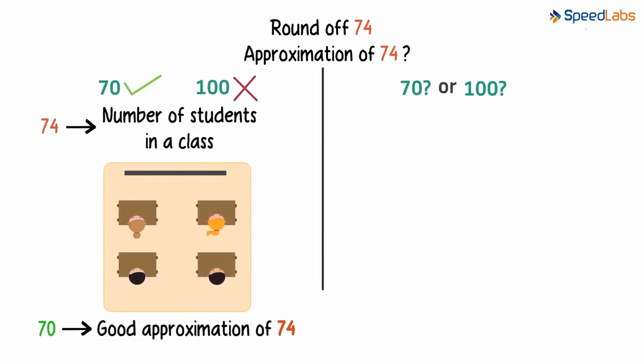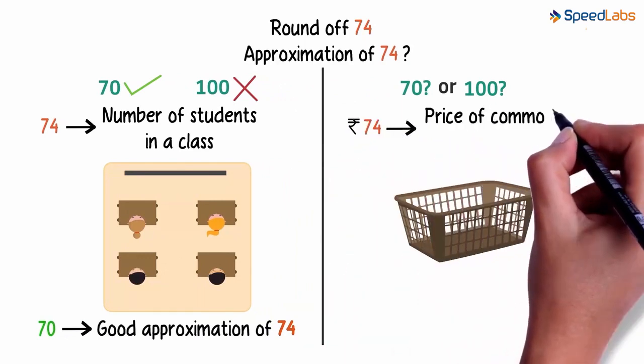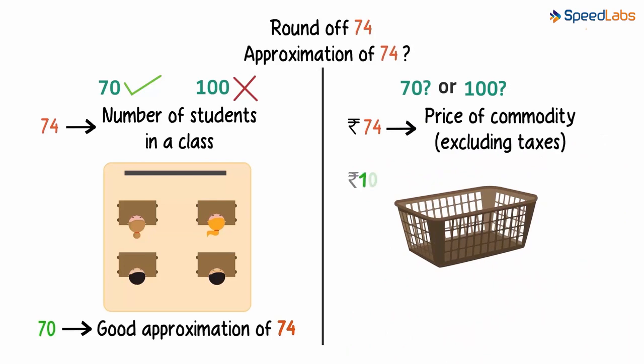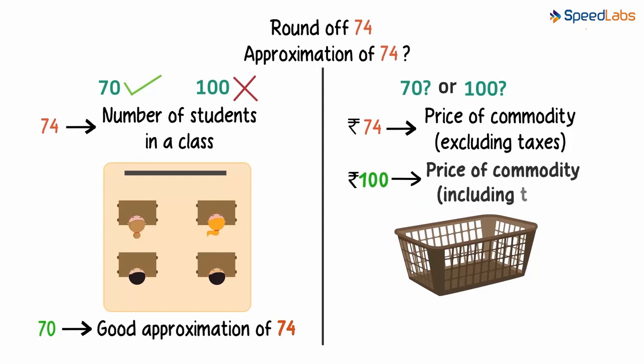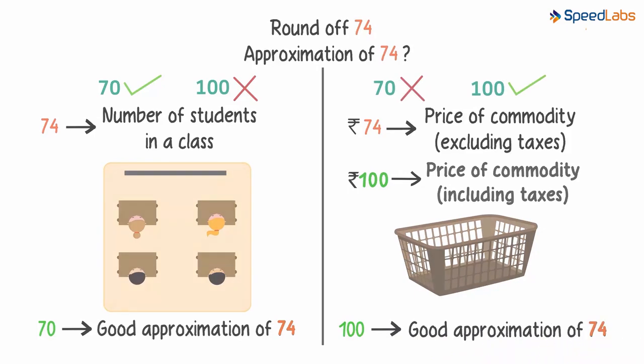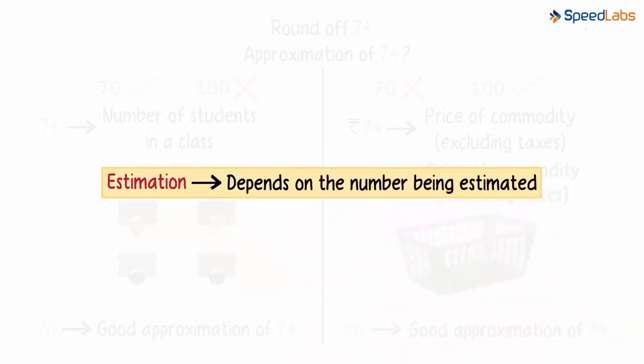But let me give you another situation here. Say the number 74 represents the price of any commodity excluding taxes. If this is the case, then it is fair to assume the actual price of that commodity to be around 100 rupees with all the taxes included. So in this case, 100 is a better estimation of 74. So the estimation of any number solely depends on what that number is representing in the real world. Depending on what that number is representing, we can estimate the numbers in different ways.